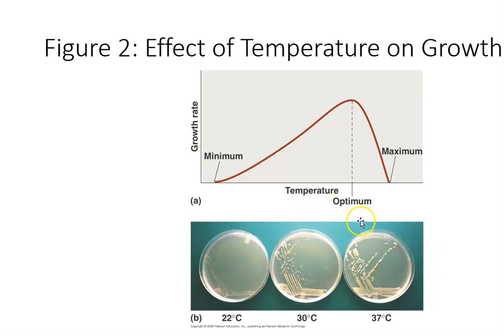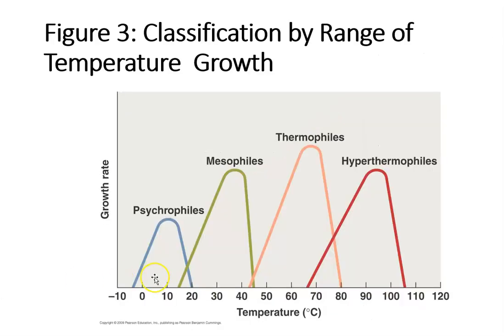So for the one that's at 37, that's optimum 37 temperature, you can see you have minimum growth at the cold, begins to grow. When it gets up in here, it hits that optimum temperature, but it very quickly goes down because then it gets too hot and those proteins denature. So we do classify these organisms by the range of temperature growth.